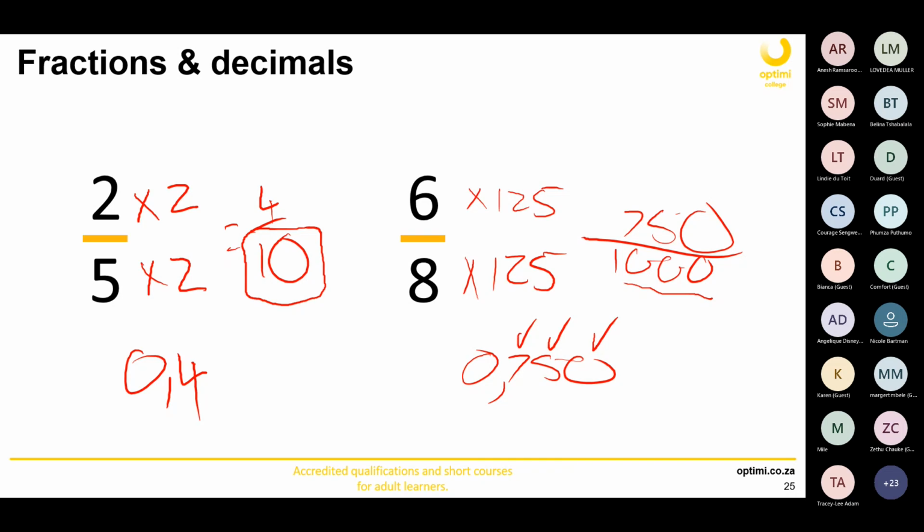Ellen, the 125 is something that I know: 1,000 divided by 8 is 125. Is there a way for them to perhaps get a shortcut to that? Yeah, it's a shortcut to get to 1,000. So I know 8 times 125 is 1,000, but you can say 1,000 divided by 8 as well, yes.